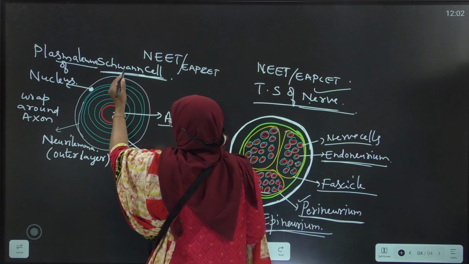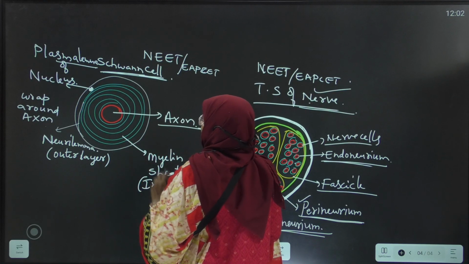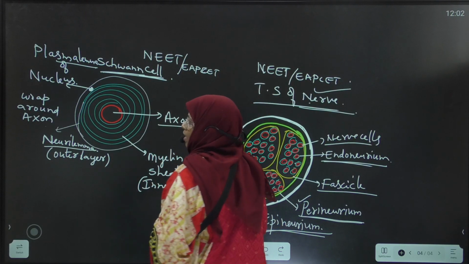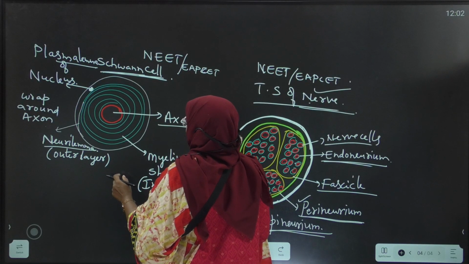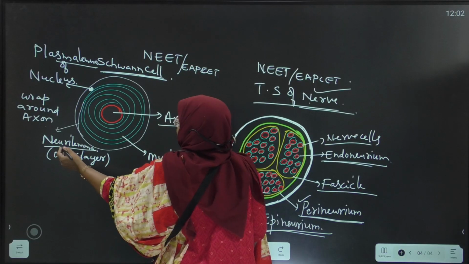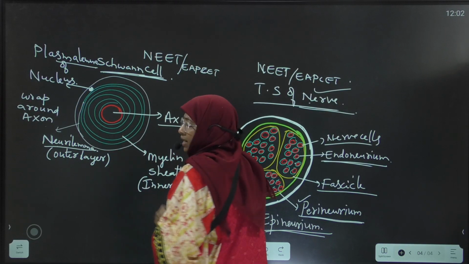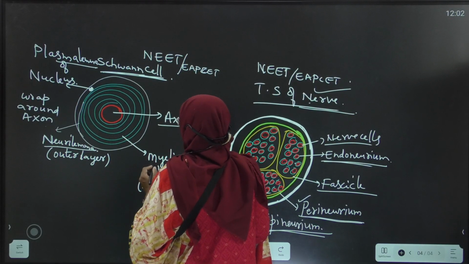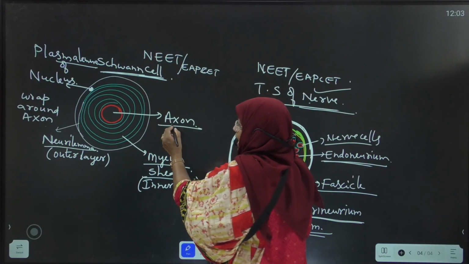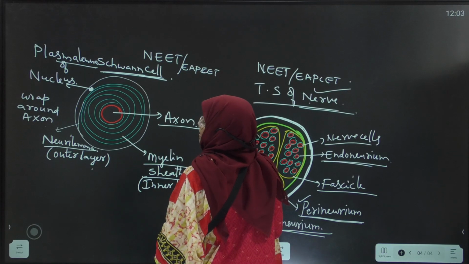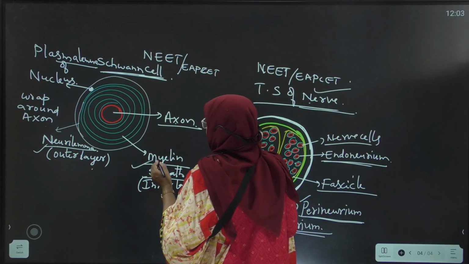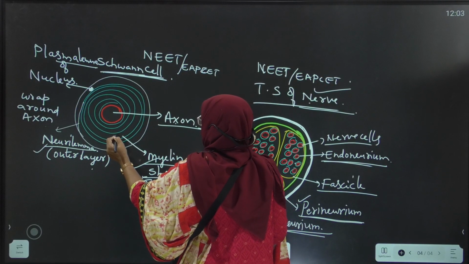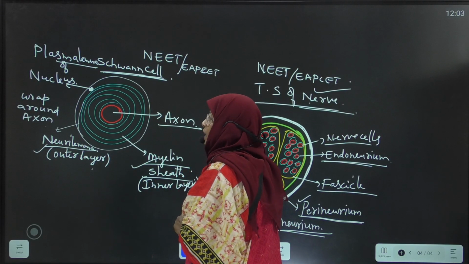This plasma lemma of Schwann cells consists of multiple layers. In that, the outermost layer acts as the neurilemma. The outermost layer of the plasma lemma of the Schwann cell is called the neurilemma. Next, the inner layers of the plasma lemma of the Schwann cell are called the myelin sheath. Means the axon is covered with two types of sheaths, outer neurilemma and inner myelin sheath. The inner walls of the plasma lemma of the Schwann cell form the myelin sheath, which is made up of lipids.